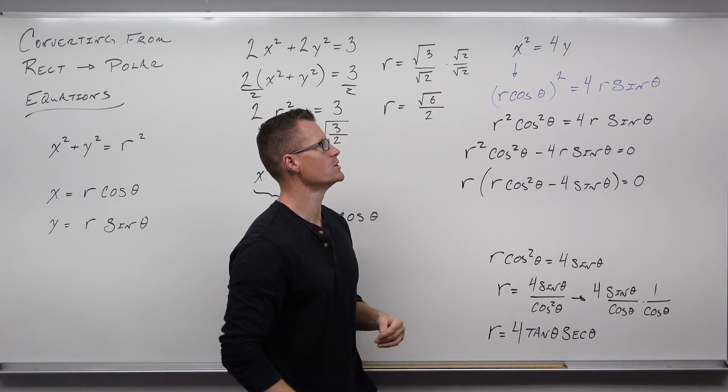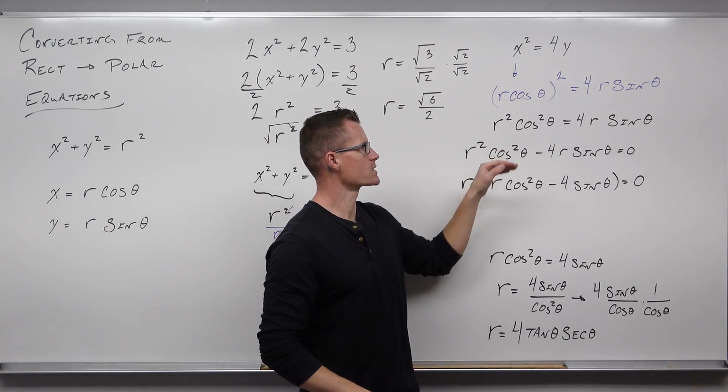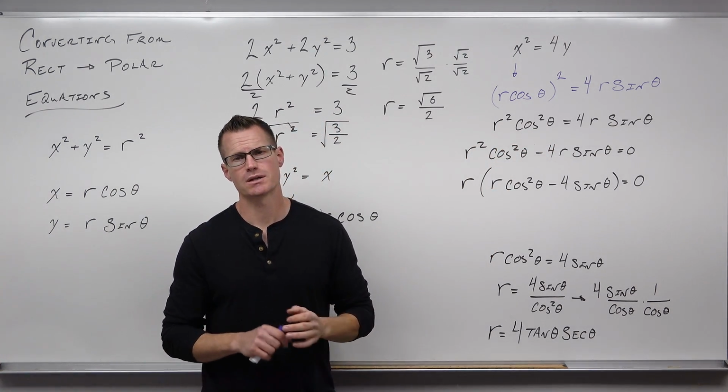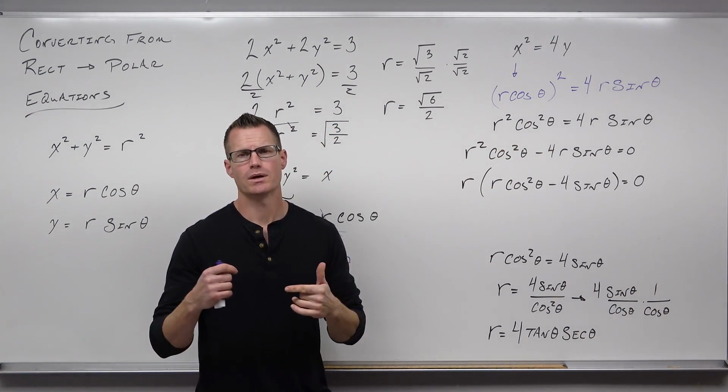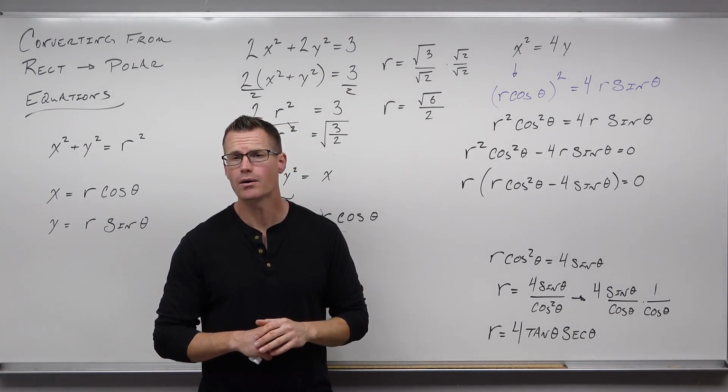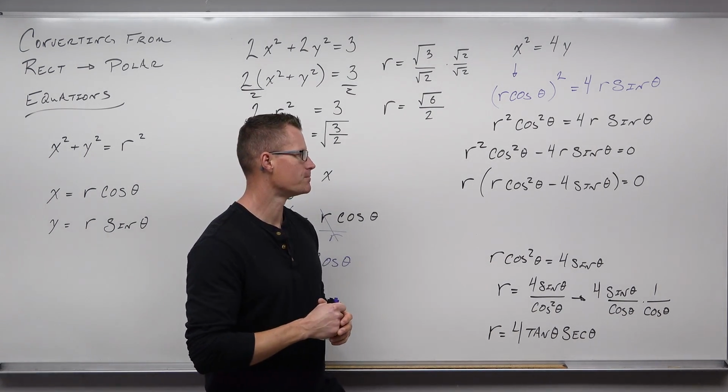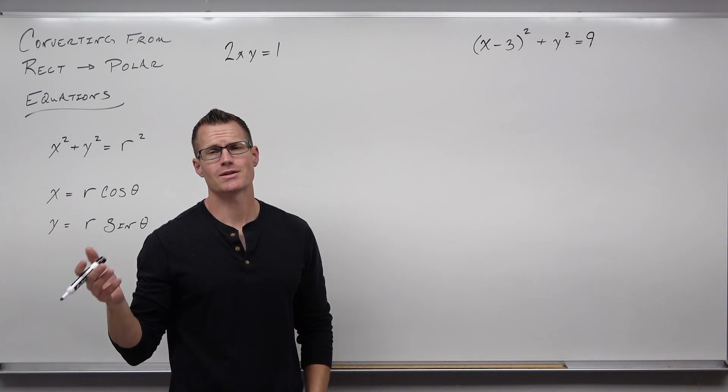What I wouldn't do is just start dividing both sides by r if you're not explicitly told that r equals 0 is not allowed. So I'd be very careful with that. Let's try a couple more.